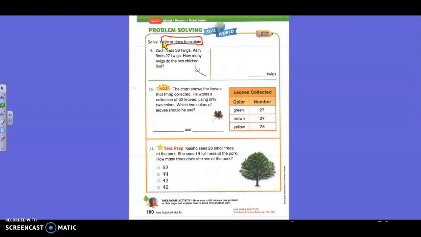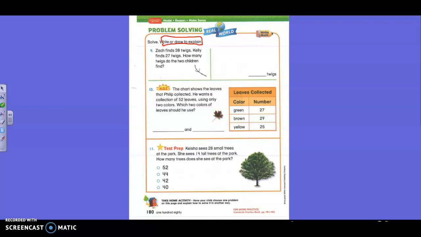Okay, hot problem. The chart shows the leaves that Philip collected. He had green leaves, brown leaves, and yellow leaves. There were 27 green leaves, 29 brown leaves, 25 yellow leaves. He wants to collect 52 leaves using only 2 colors. Which 2 colors of leaves should he use? Okay, we're going to have to guess and check.